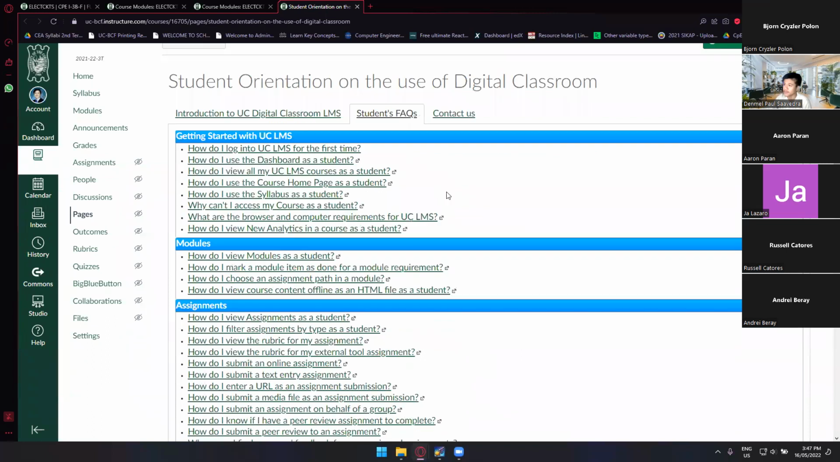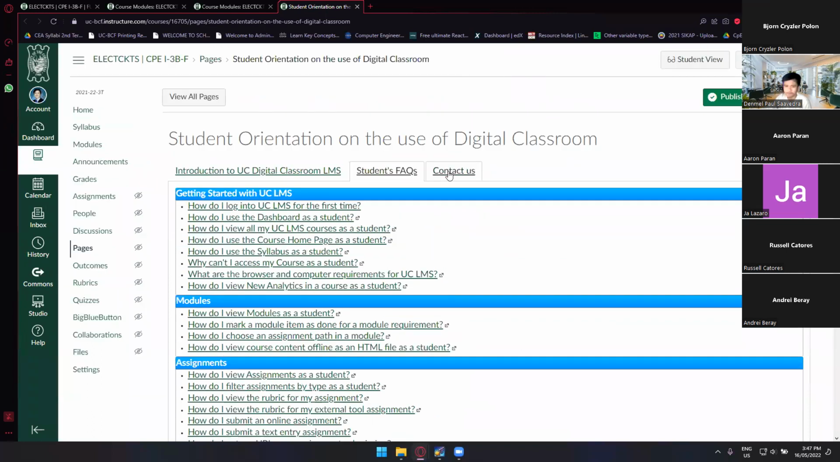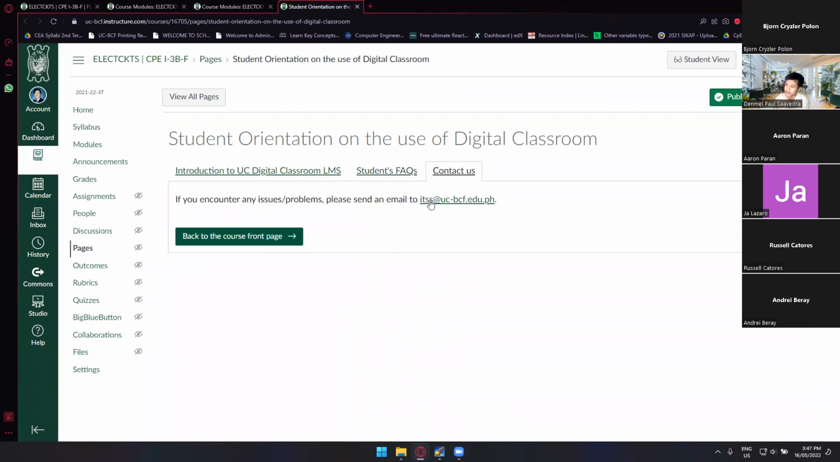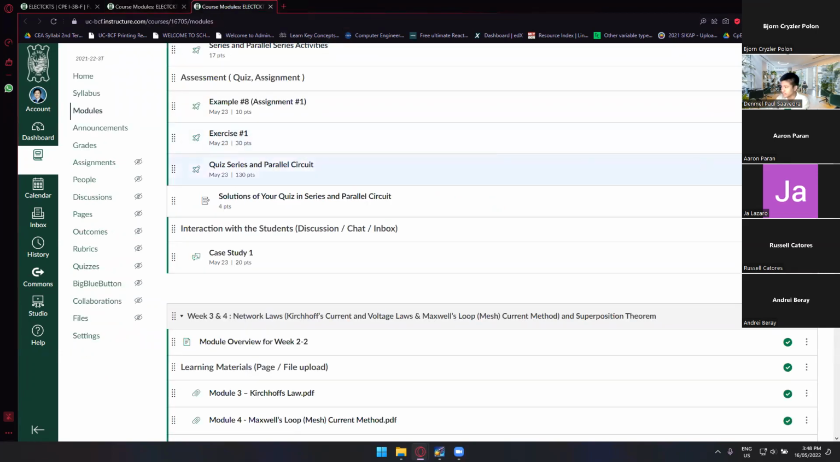Okay. And just in case you have a question regarding our MIS, not IT department, you can message them right here at itss at uc-bcf.edu.ph. So this is their email wherein you can tell your concerns or issues regarding using the Canvas. Okay, so that is just a quick student orientation.